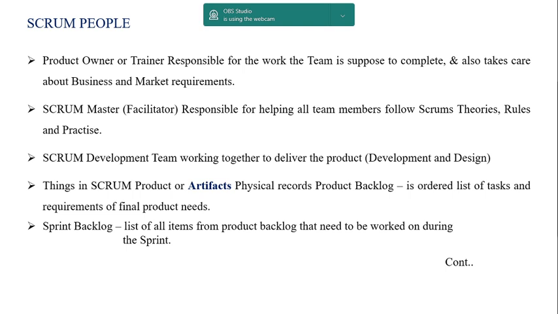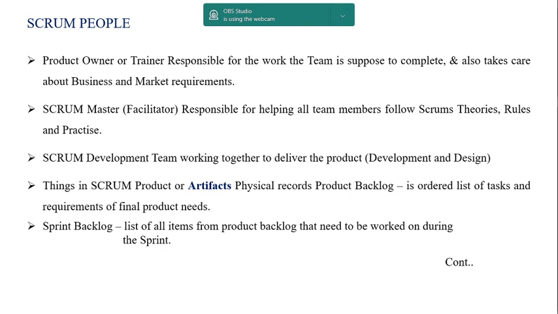The Scrum people: the product owner, or trainer, is responsible for the work the team is supposed to complete, and also takes care of the business and market requirements. That's why I said the very important whole and soul boss is the product owner. He is the one who makes decisions, and his decisions are transferred to the Scrum master, who makes sure that all the decisions taken by the product owner are explained to the development team so that they can fulfill them.